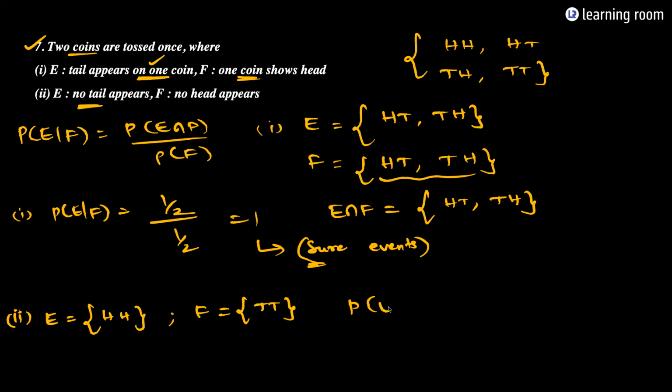So what is the probability of this kind of an event? Probability of E intersection F divided by probability of F. So answer will be 0. Right? Because there is no intersection at all. So these kind of events are called mutually exclusive events. Am I right? Or you can also call them as impossible events. Shall I proceed?